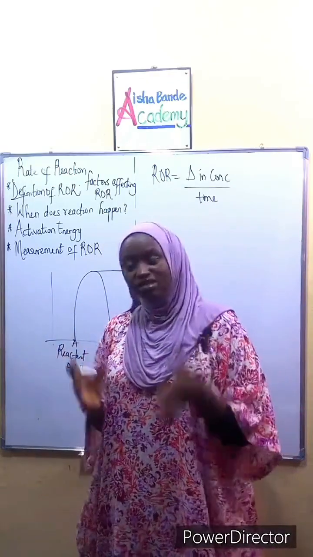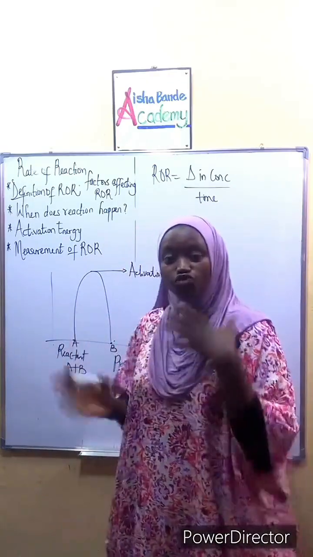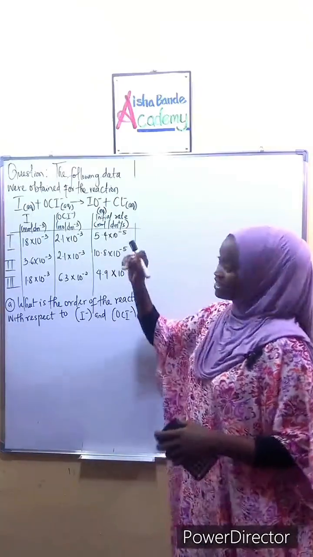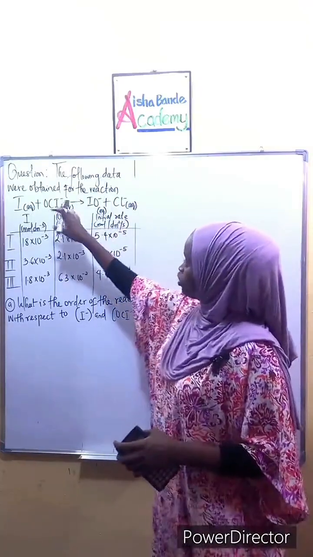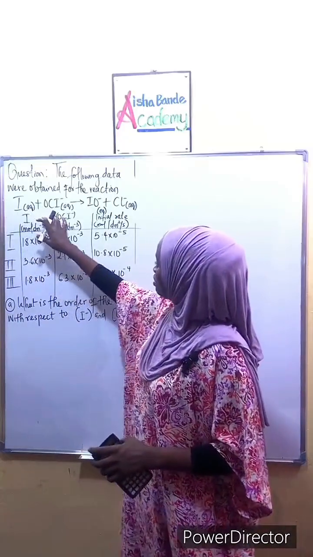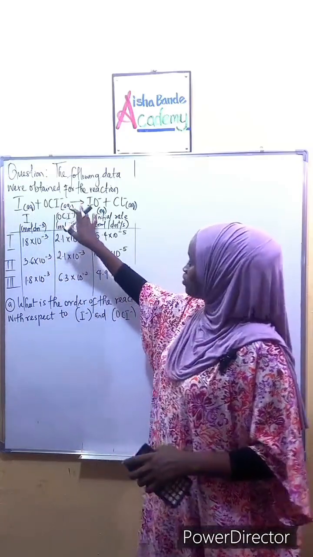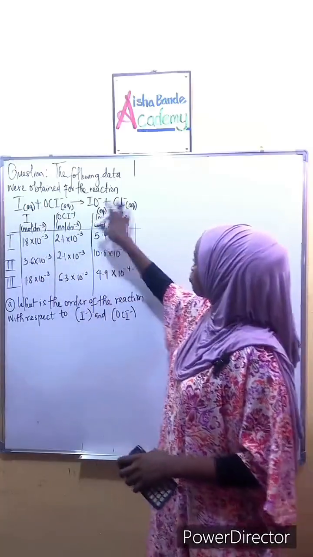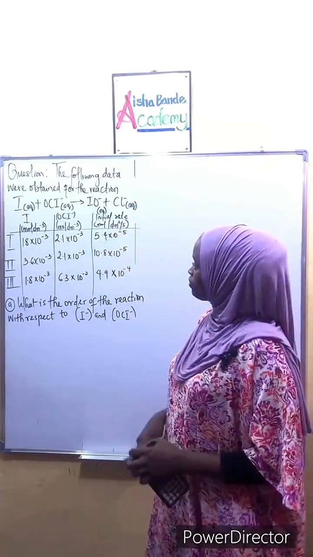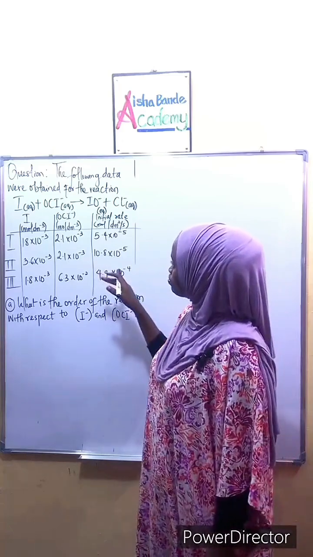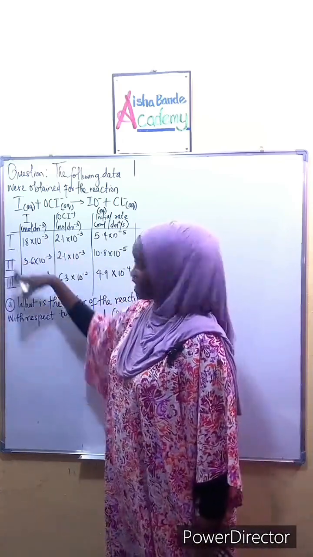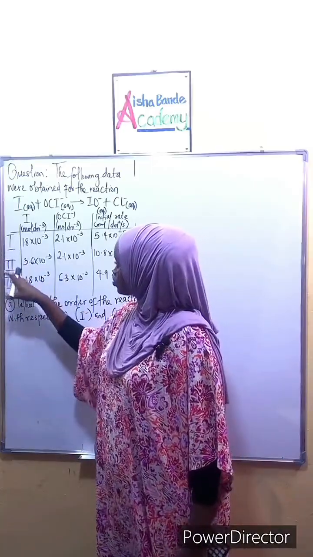We have a mathematical problem under the rate of reaction for better understanding. So let's look at the mathematical question we have, which says the following data were obtained for the reaction. So this is the reaction I minus plus OCl minus, which are the reactants. So on the product side we have IO minus plus Cl minus. Okay, so we are given the data for 3 experiments, that is experiments 1, 2, and 3.